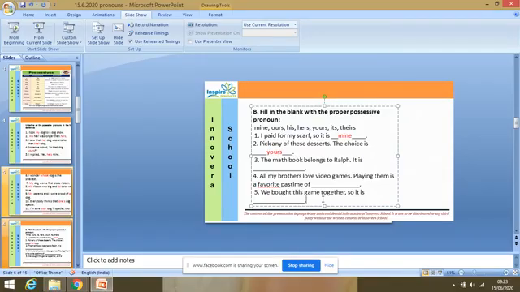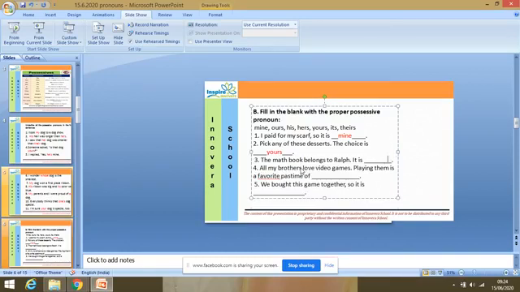The math book belongs to Ralph. It is. Now Ralph here is a boy. So what can you write as the answer here, children? The math book belongs to Ralph. It is his. Okay, so the correct answer is his.